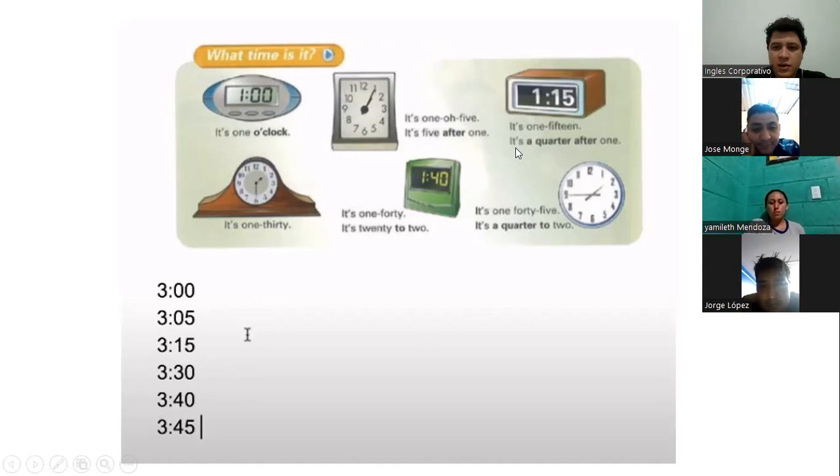También podemos decir, it's a quarter after 3. It's a quarter after 3. Perfect. So, like this, right, guys? También podríamos decir this one. Las 3:40. It's 3:40, right? It's 3:40. Okay. 3:45. It's 3:45. It's 3:40, it's 3:30, it's 3:15, it's 3:05, it's 3 o'clock, you see? Lo podemos decir de esa manera o también usando estos, right, guys?